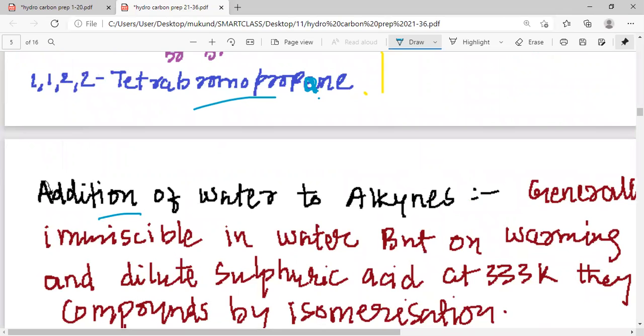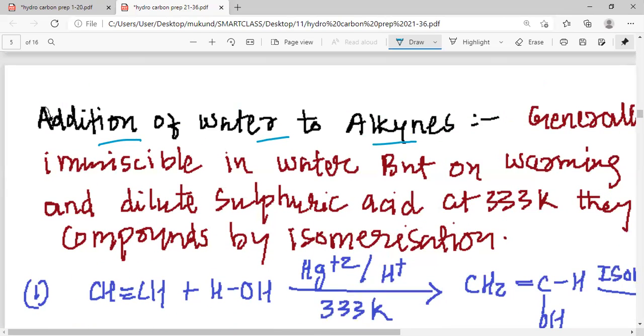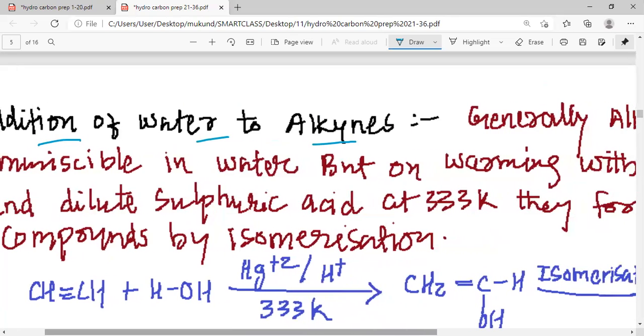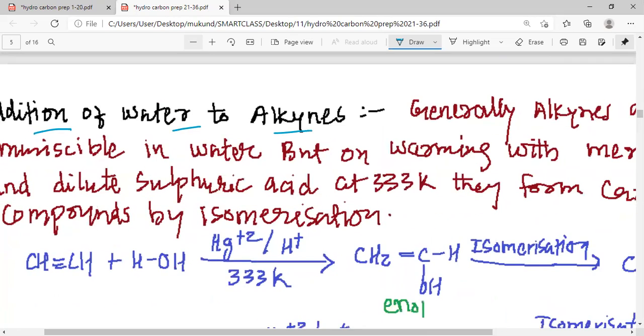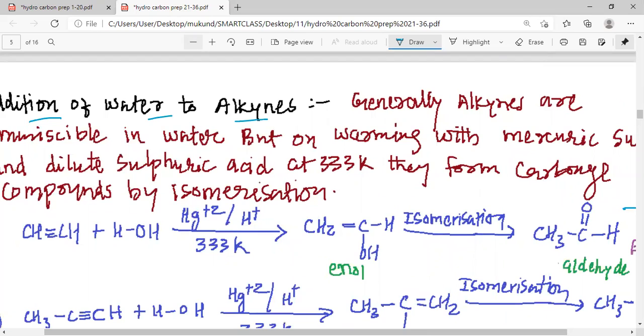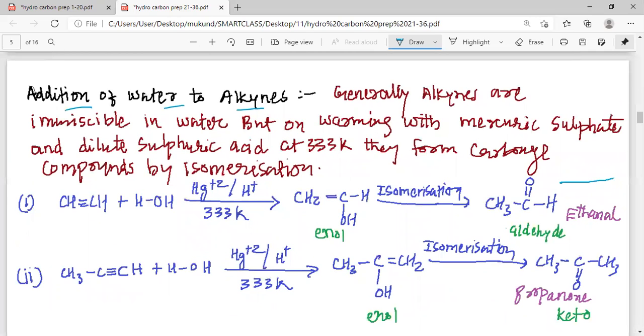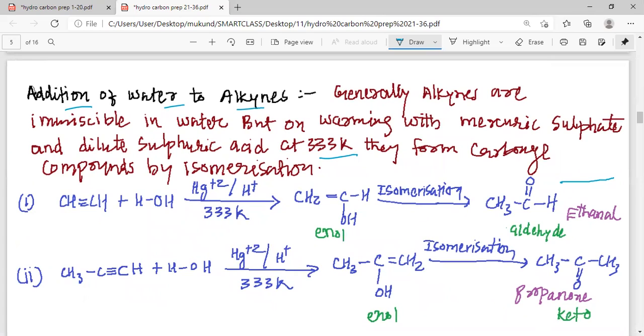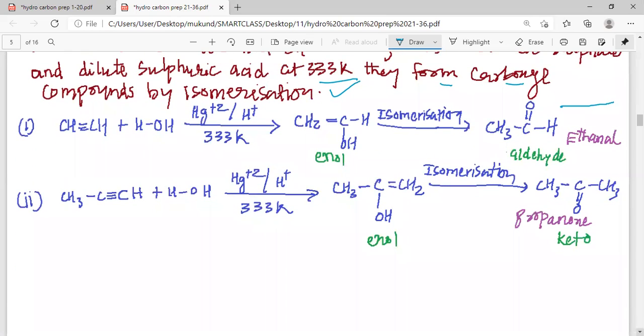Now, addition of water to the alkynes. My dear students, let us study the addition of water to the alkynes. Generally, the alkynes are immiscible in water, but on warming with mercury sulfate and dilute sulfuric acid at 333 Kelvin, they form carbonyl compounds by the process of isomerization.